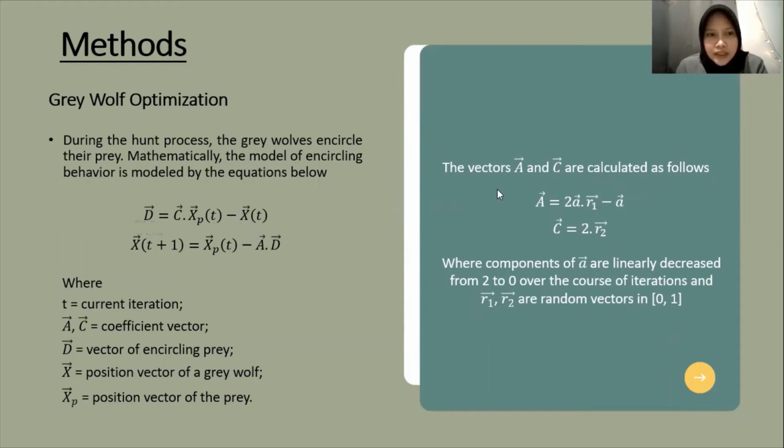And the coefficient vectors A and C are calculated as follows, where the components of A are linearly decreased from 2 to 0 over the course of iterations, and r1 and r2 are random factors in the closed interval 0 to 1.